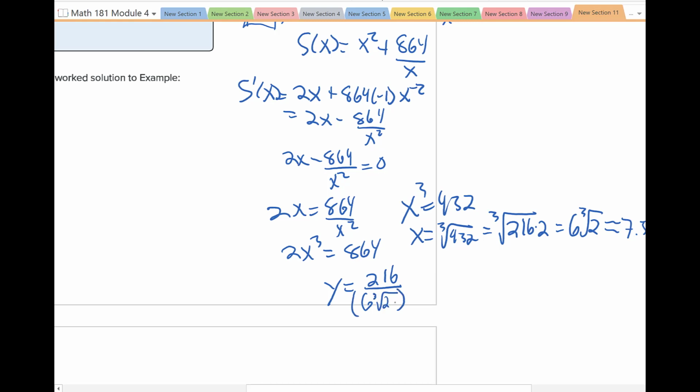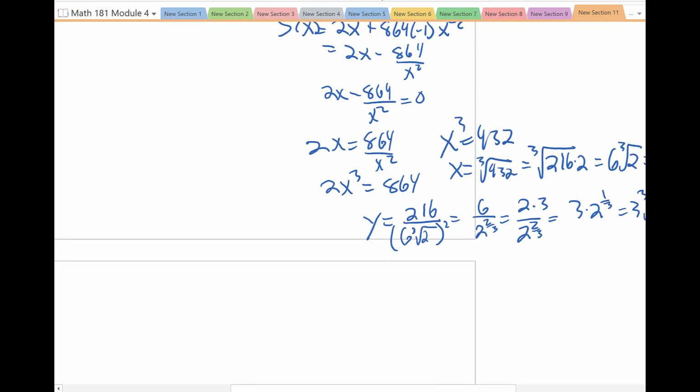And our y would be equal to 216 over 6 times the cube root of 2, that much squared. And that's going to give us 6 over 2 to the 2/3, which equals 2 times 3 over 2 to the 2/3, which equals 3 times 2 to the 1/3, which equals 3 times the cube root of 2.